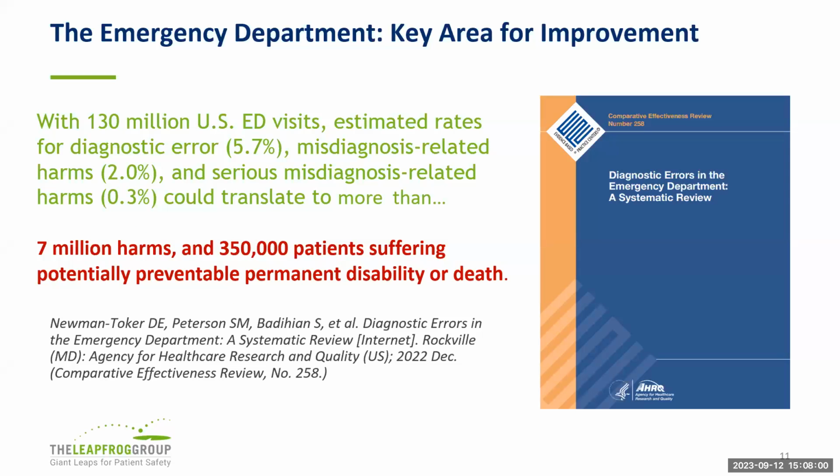This is from a systematic review of diagnostic error in the emergency department, published last year by ARC. And we know that diagnosis in the ER is especially challenging for many different reasons, and mistakes in this setting can be dangerous. This study concluded that over 300,000 individuals every year will suffer permanent disability or die from diagnostic errors in the ER setting.